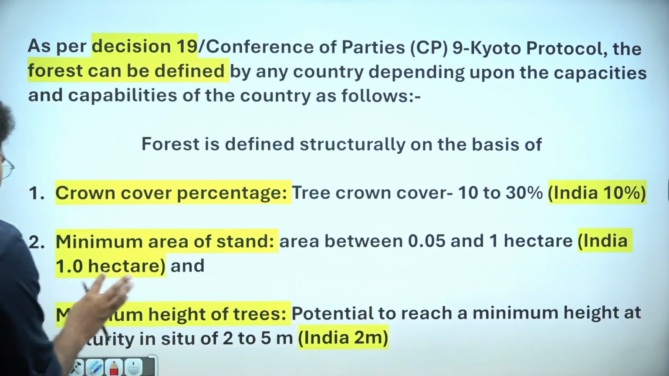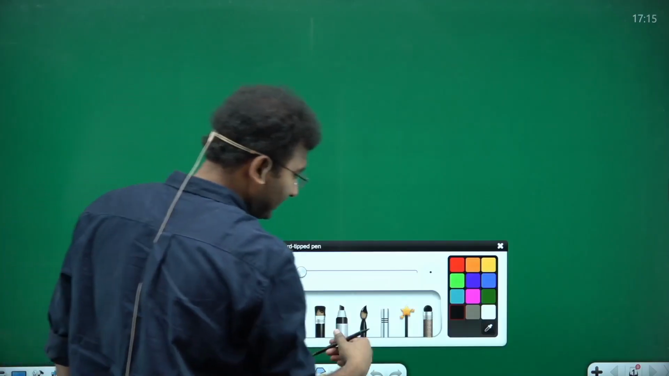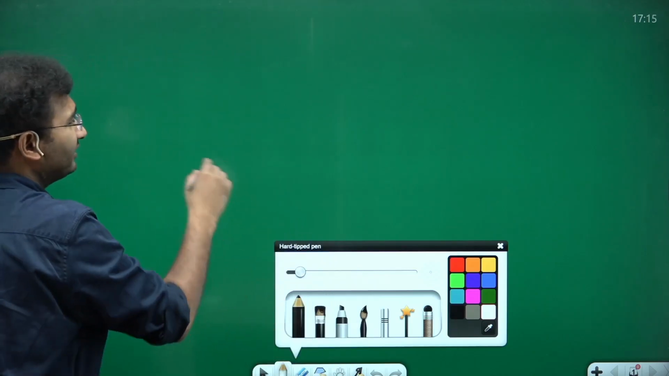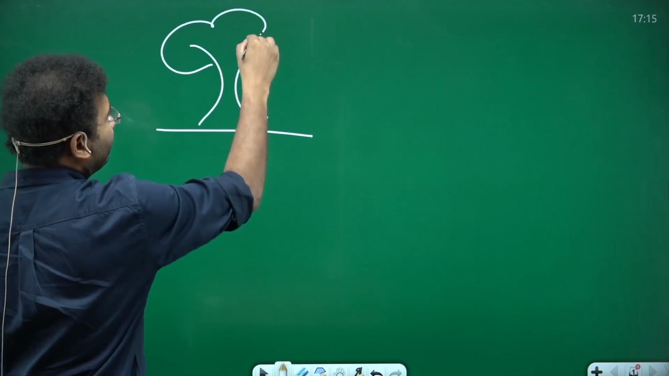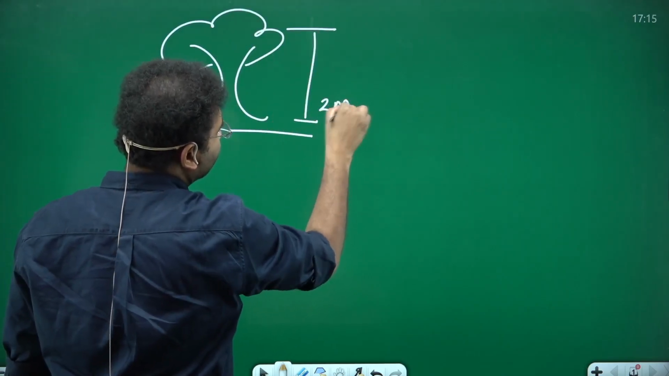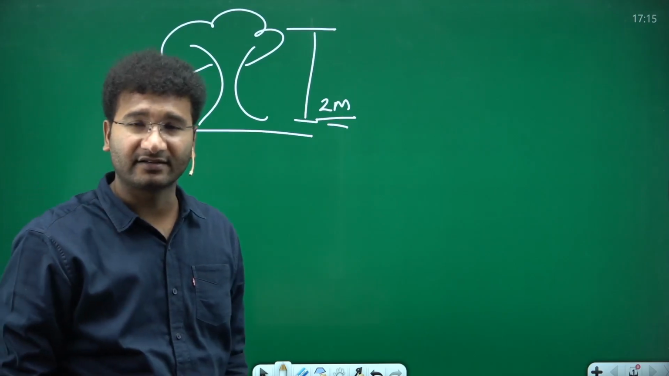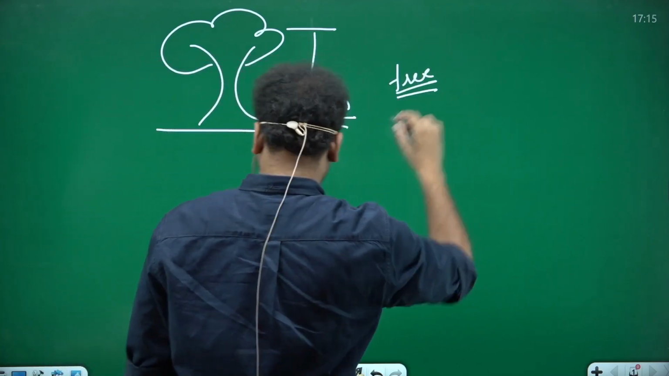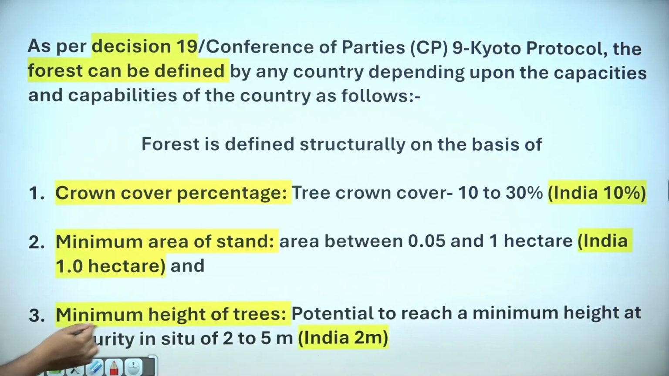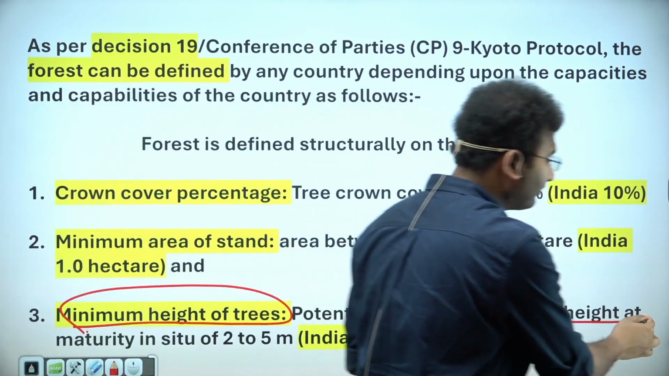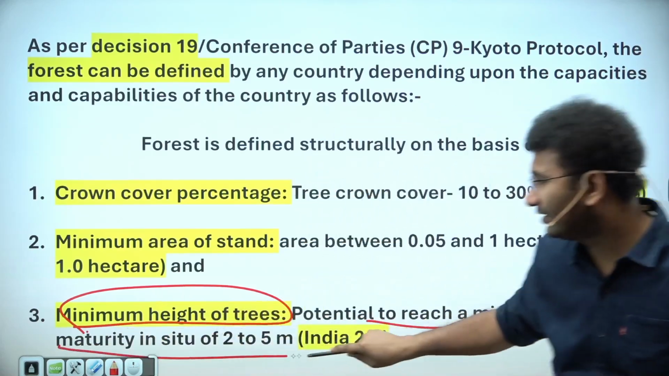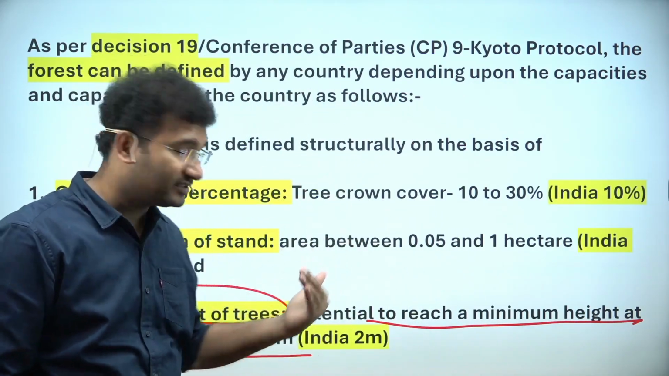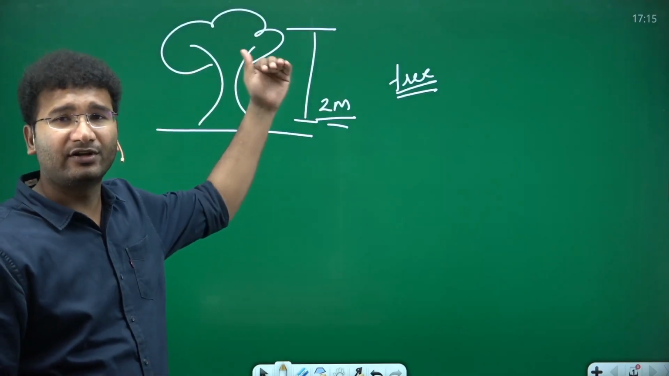Now this wants to say one thing: in India, when does a plant become a tree? See, as per the definitions of the books, any plant which has 2 meters of height will be called a tree. India has taken the minimum height of the tree, the potential to reach a minimum height at maturity in situ. That means within the particular place where it has grown, and India is taking this as a minimum. It is not the maximum. Then only you will call it a tree.